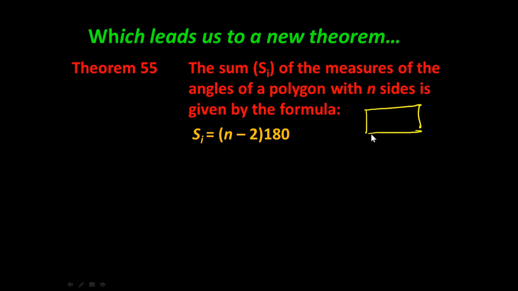There are 1, 2, 3, 4 sides. So I could plug in 4 for n. 4 minus 2, which is 2, times 180, means that the inside angles add up to 360. Okay?